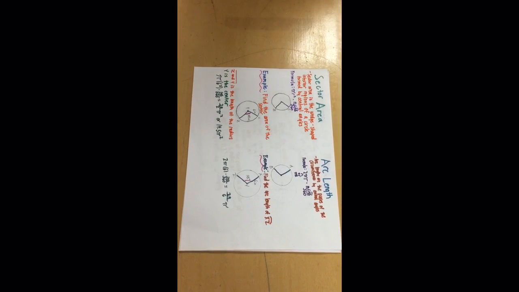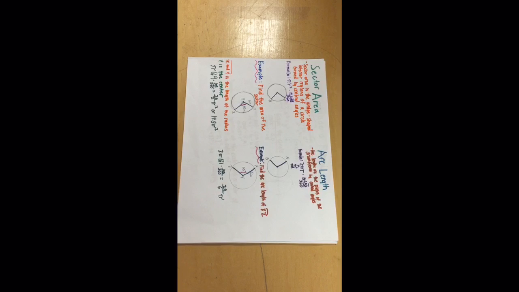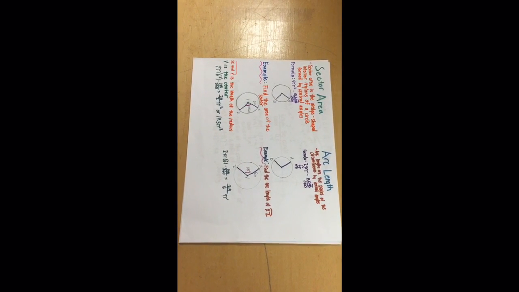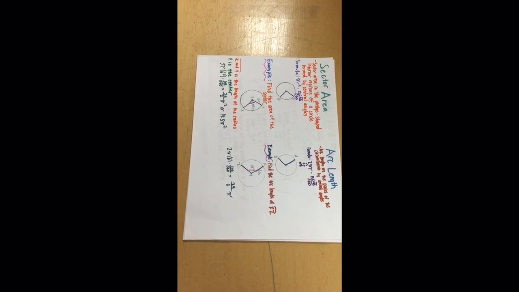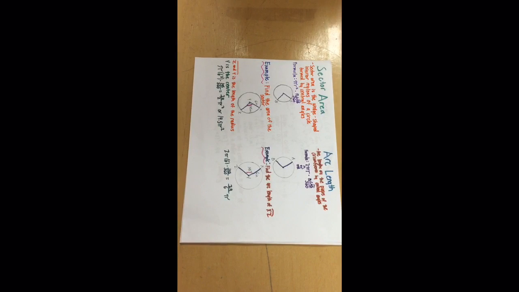Okay. Arc length. Arc lengths are the pieces of the circumference cut by central angles. Formula: 2 pi r times the angle of AB divided by 360. Example, find the arc length of XZ.